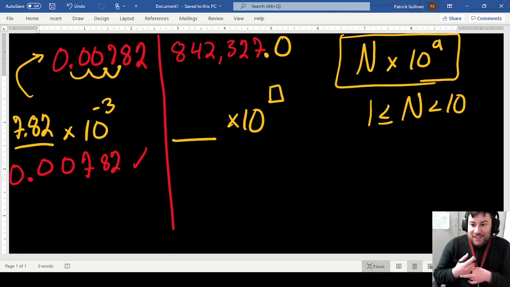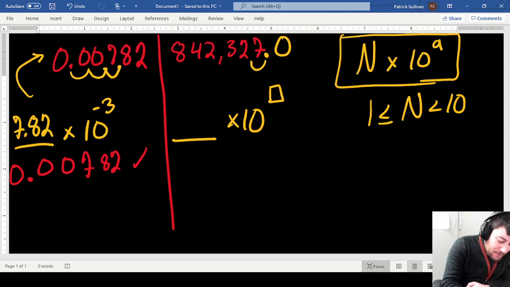Now I definitely can't use 842,327 as my lead value, as that is way over 10. So I am going to scooch my decimal place, in this case to the left, 1, 2, oops, I lost track. 1, 2, 3, 4, 5. Five places to the left, and I'm actually going to have to rewrite this.